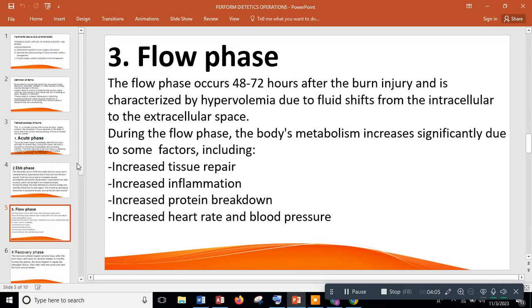Yes, we are together. Now we are going to move to the third phase, which is the flow phase. The flow phase occurs between 48 to 72 hours after the burn injury and is characterized by hypovolemia due to fluid shifts from the intracellular to extracellular space. During the flow phase, the body metabolism increases significantly due to some factors. These factors include increased tissue repair, increased inflammation, increased protein breakdown, increased heart rate and pressure.